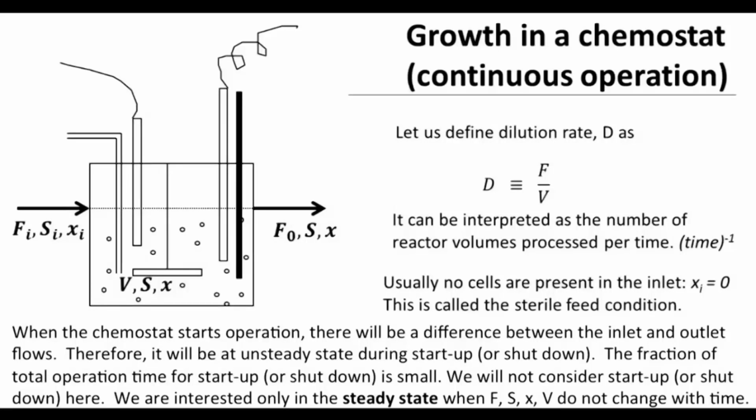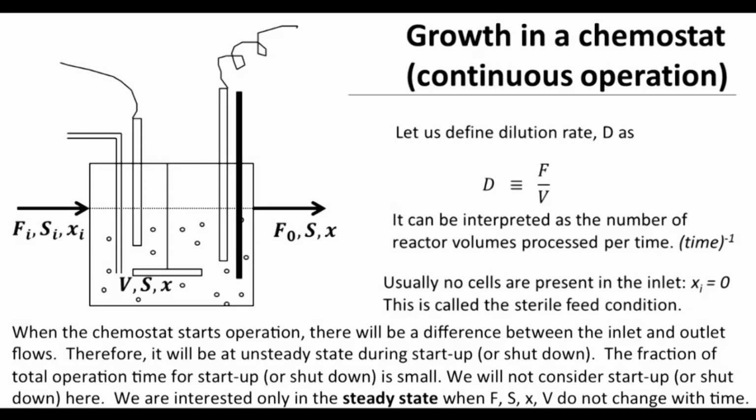Those are the startup conditions where there will be unsteady state, and there will be shutdown conditions. When you shut down the bioreactor, it needs to be done in an appropriate fashion, and then the process will not be at steady state. If you leave out these two, which could probably be of short duration compared to the overall duration of the chemostat, most of the duration it is going to be at steady state. And we are going to look only at the steady state part of the operation of the chemostat here. Okay, you need to keep this in mind. So this is what is said here. The fraction of total operation time for startup or shutdown is small. We will not consider the startup or shutdown here.